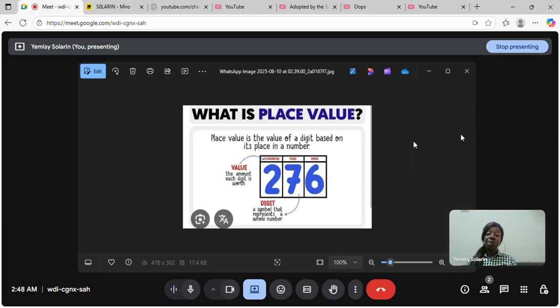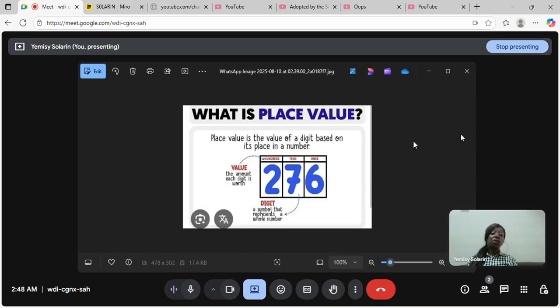We know the meaning of value. Value is the worth of a digit. Place is the position of a digit or the spot a digit is within a number, while a digit is part of a number. Digits are basically from 0 to 9. So now let's work with examples. This is an example of a whole number. So we're going to be looking at the place value of whole numbers.